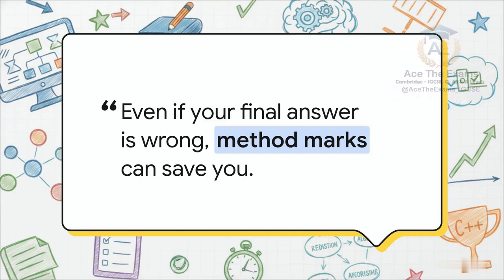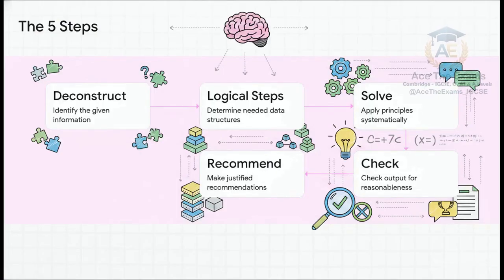So, the golden rule? Never ever erase your working out. Keep those scribbles, keep those logic trees, keep those flowchart drafts. It is literal gold. So how do we guarantee we get those method marks? We use an examiner-approved procedural framework to systematically deconstruct, solve, and evaluate any complex algorithm question.